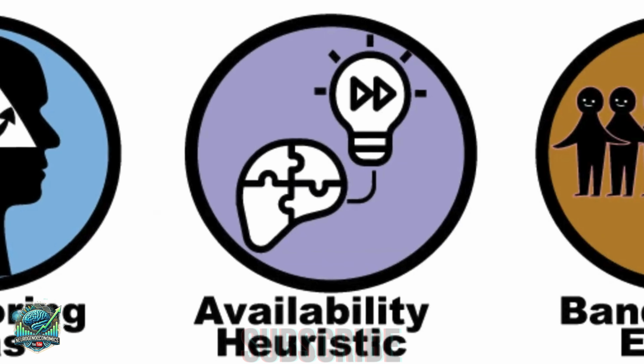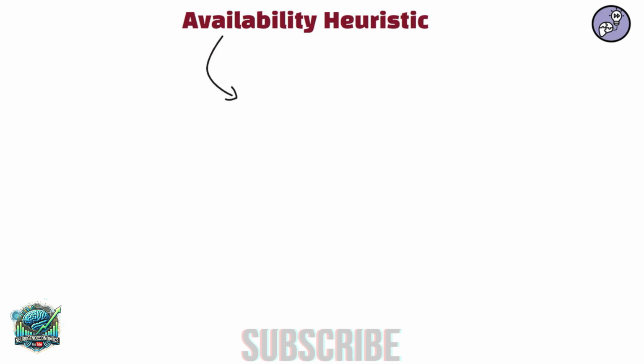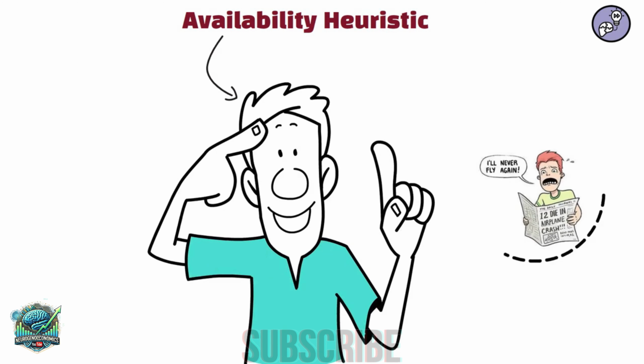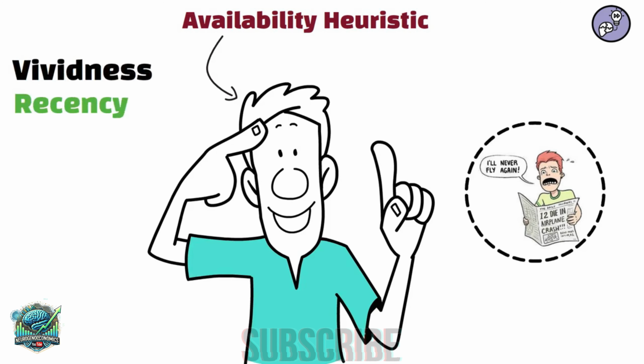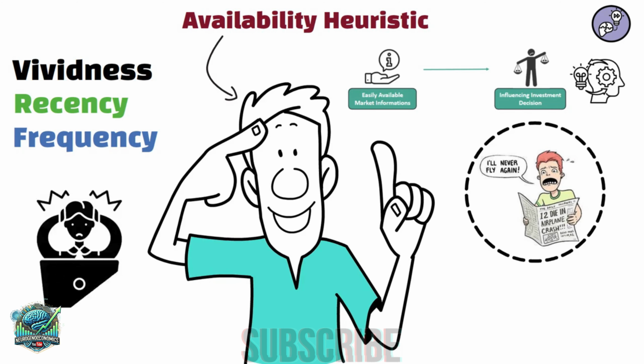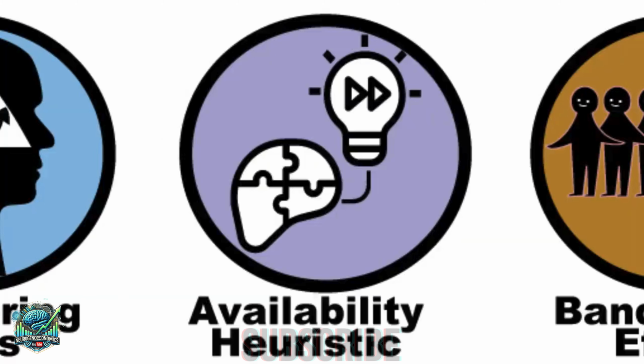The availability heuristic. The availability heuristic is a mental shortcut that involves basing judgments or decisions on information that comes to mind most easily, typically due to its vividness, recency, or frequency. People tend to overestimate the likelihood of events or situations that are more easily recalled or imagined, potentially leading to inaccurate assessments and decisions.